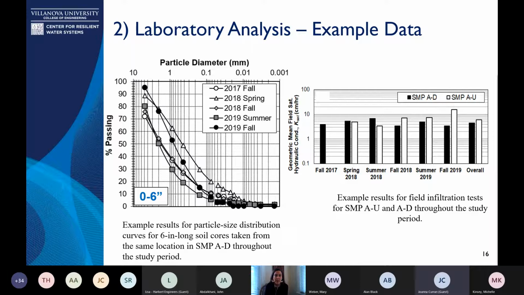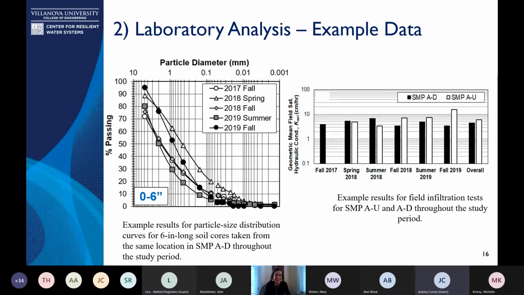We saw that the infiltration test, the field hydraulic conductivity, was fairly constant throughout this time. So we weren't having a whole lot of changes. The SMPA was performing the same consistently through time, which is great. But what was happening to all the sediments that were coming in? We could see them coming in, we could see that channel forming, and we knew that things weren't staying constant. It's not a closed system.